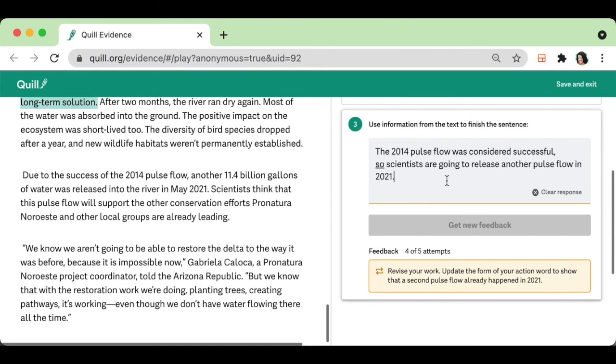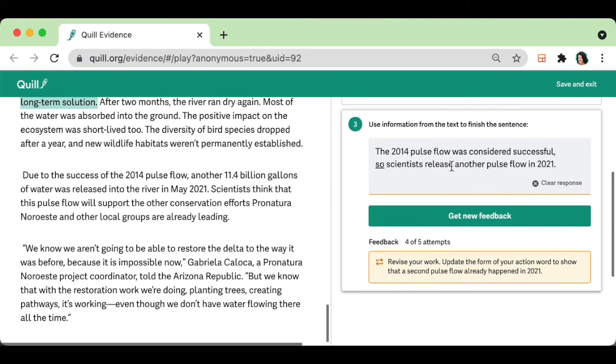So the student might replace "are going to release" with "released." Now, notice that for this sentence, I'm about to use up all 5 of my attempts. You can see that right here. So why is there a limit on attempts? Well, the idea is to avoid a situation where students are revising and getting very frustrated. 5 attempts seems to be a sweet spot for our current tools, but we don't know if it's the right number for this tool yet. That's something we'll definitely want your feedback on.